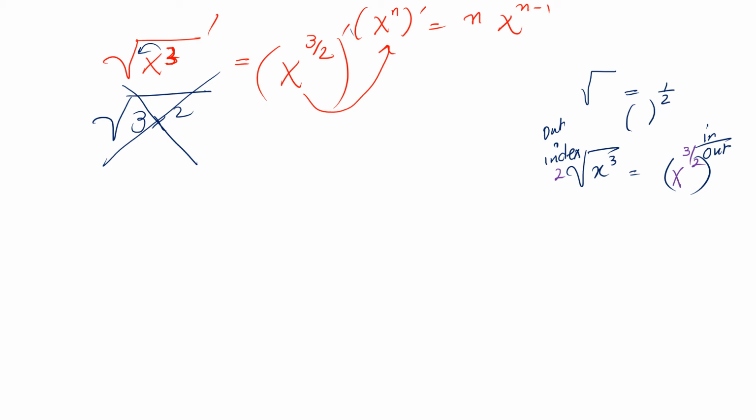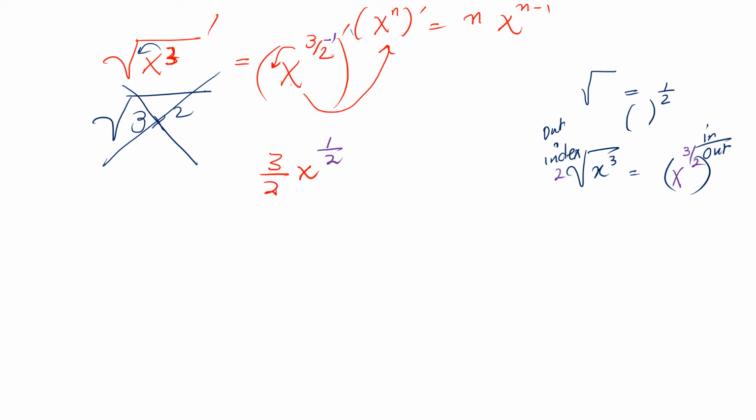How? Bring this 3 by 2 before the x, that is 3 over 2. Write the x as it is, and from the power only 1 will be subtracted. So you will get 3 by 2 minus 1, which will be 1 over 2.